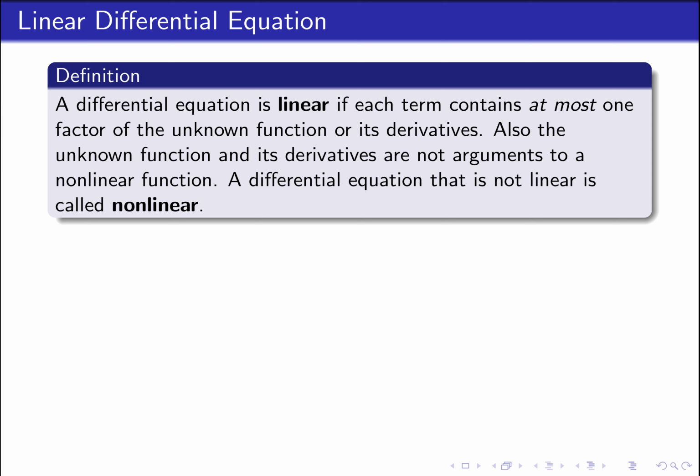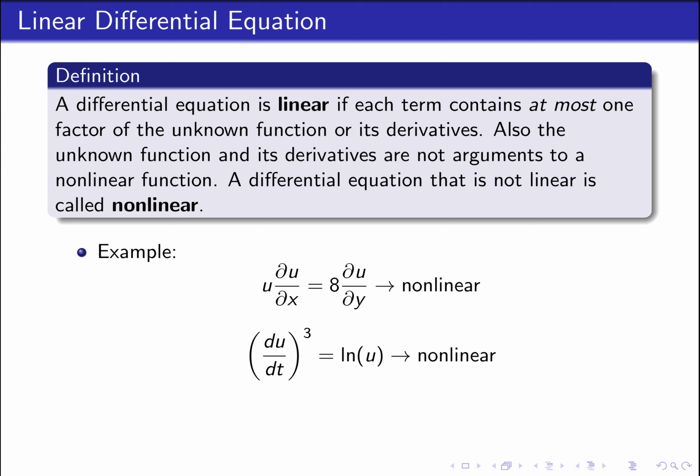A differential equation is linear if each term contains at most one factor of the unknown function or its derivatives. Also, the unknown function and its derivatives are not arguments to a nonlinear function such as sine, cosine, or tangent. A differential equation that is not linear is called nonlinear. Let's look at two examples of a nonlinear equation. First, we see an equation that is nonlinear because the unknown function and its derivatives are multiplied together. The first term contains two factors, not just one, that has the function or its derivatives, so it's considered nonlinear.